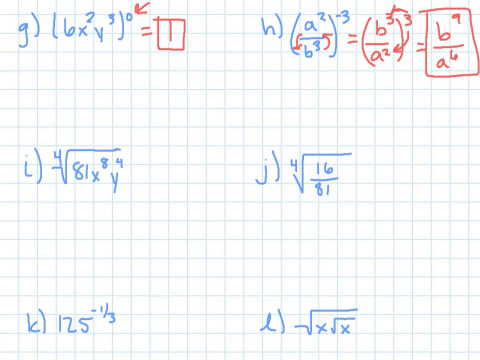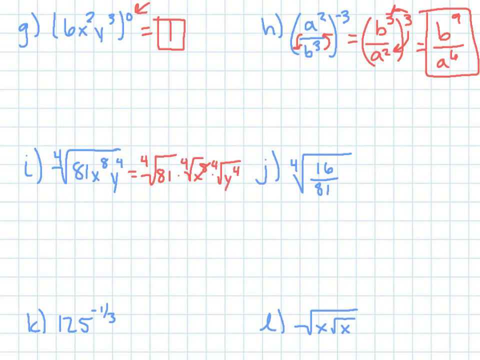Letter I. Here we're taking the 4th root of 81 to the x to the 8th and y to the 4th. So here, if I want to simplify this, I kind of break it up into several pieces. So I can say the fourth root of 81 times the fourth root of x to the 8th times the fourth root of y to the 4th.